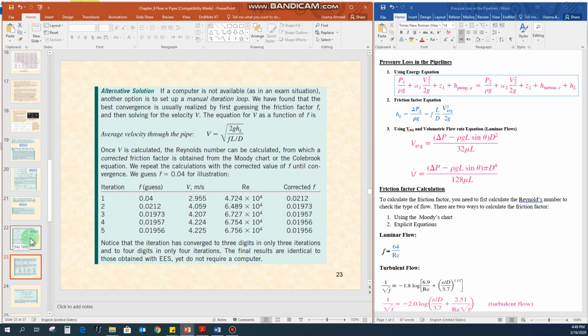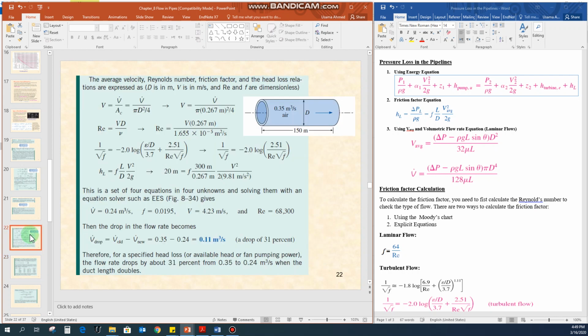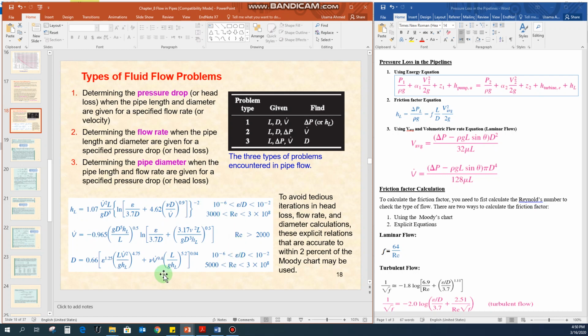So there are 3 ways to solve these equations. First one, the EES system, engineering equation solver. Then you can use the iterative approach, and the third one, if you remember these explicit equations, you can also directly solve the question.